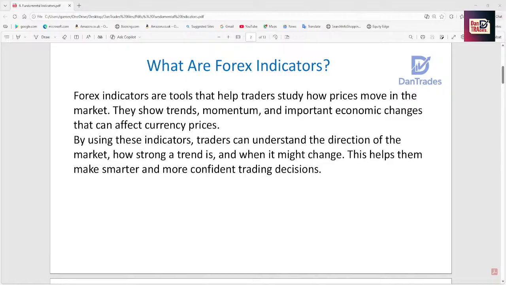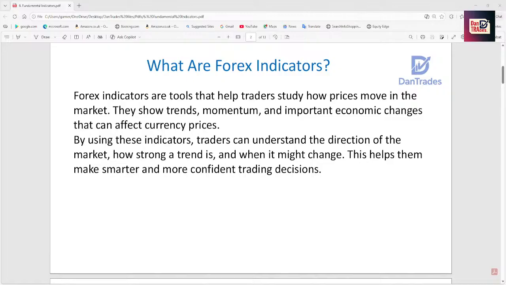Now, the economic changes are coming from the aspect where I said we have two types, where we have the technical and we have the economical indicators. Now, these affect currency prices. Very important. Indicators affect currency prices, especially the economic ones. The economic ones, you have like NFP, CPI, GDP, interest rates. They all affect the forex market.